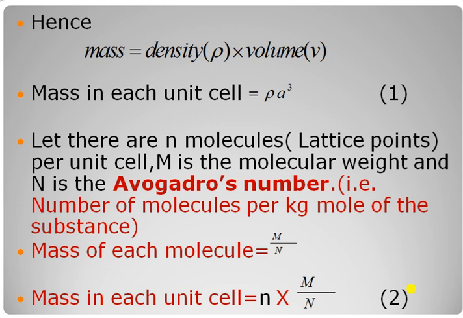Let there are n molecules which are called as lattice points per unit cell, and M is the molecular weight and capital N is the Avogadro's number, that is the number of molecules per kilogram mole of the substance. Therefore, the mass of each molecule will be given as M upon N, and the mass in each unit cell will be equal to n into M by N, where n is the number of molecules, or which are also called as lattice points.